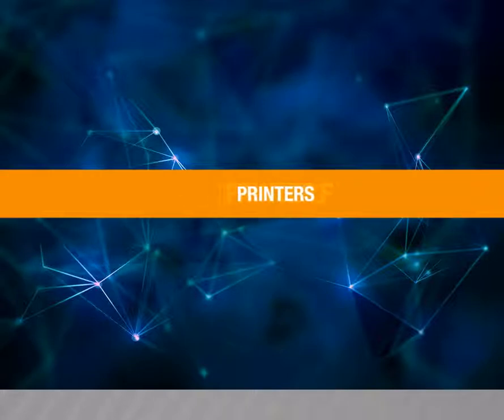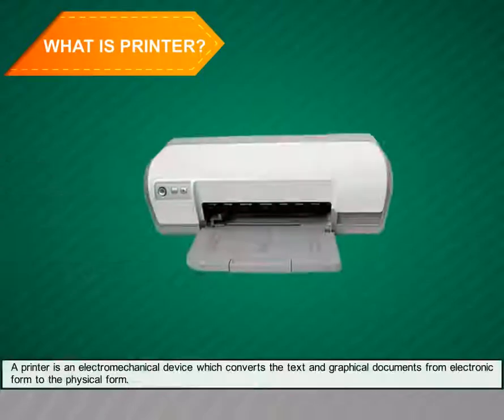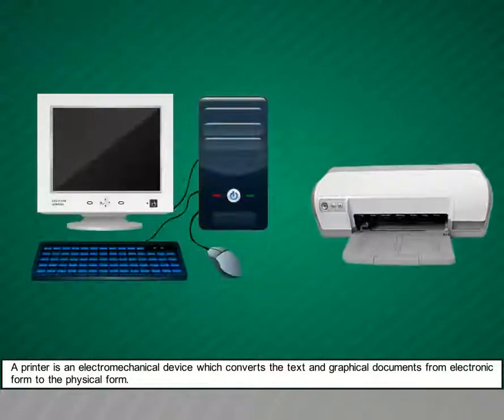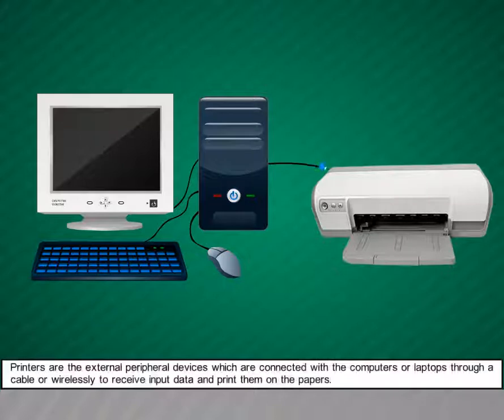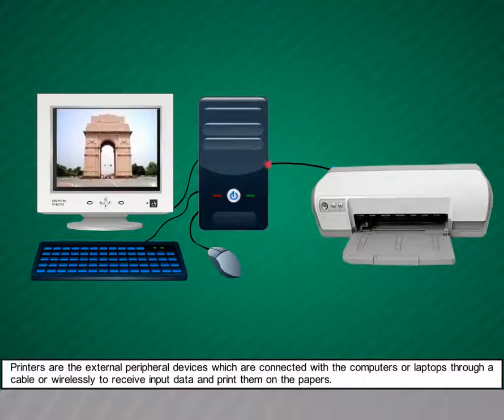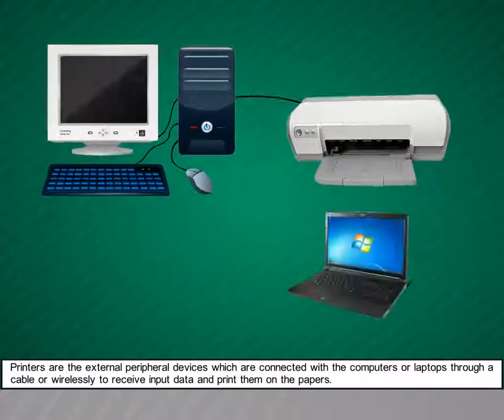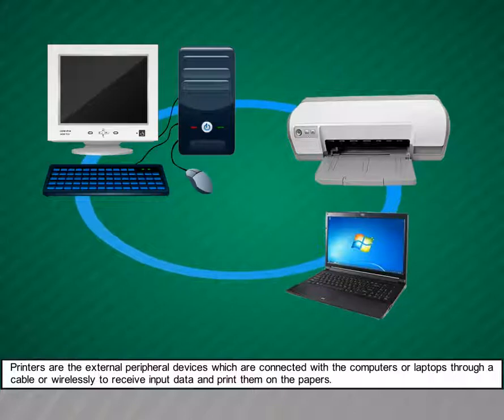Printers. In this video, we are going to see about printer. A printer is an electromechanical device which converts the text and graphical documents from electronic form to the physical form. Printers are the external peripheral devices which are connected with the computers or laptops through a cable or wirelessly to receive input data and print them on the papers.